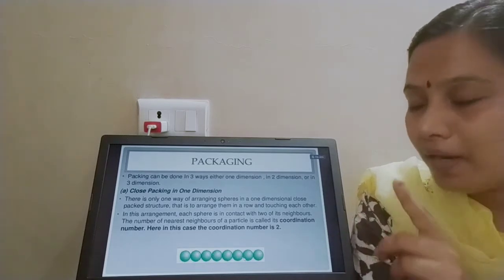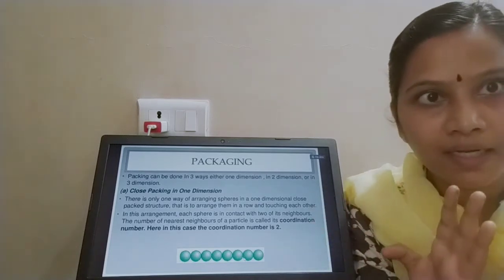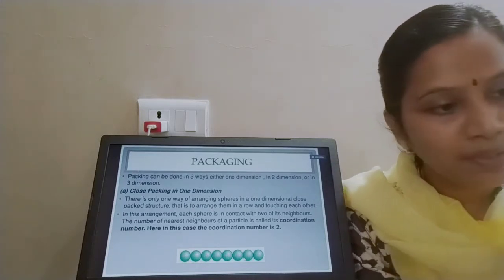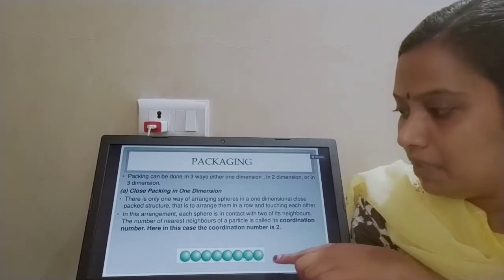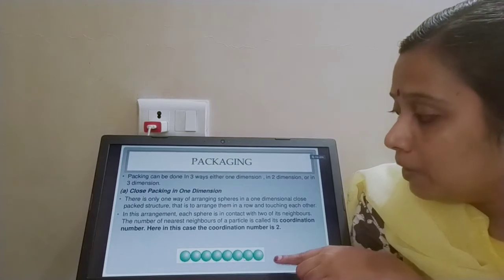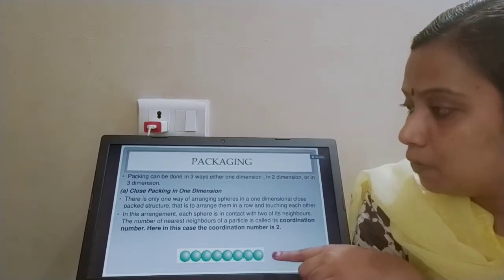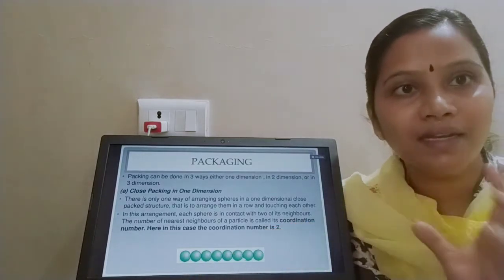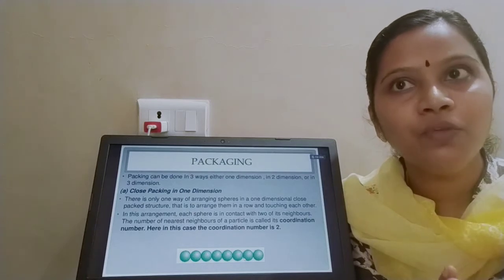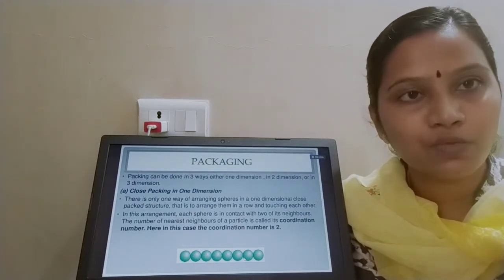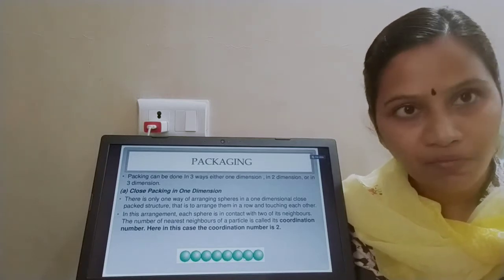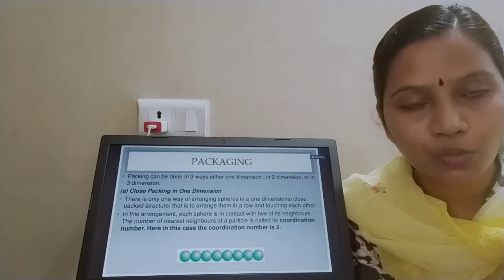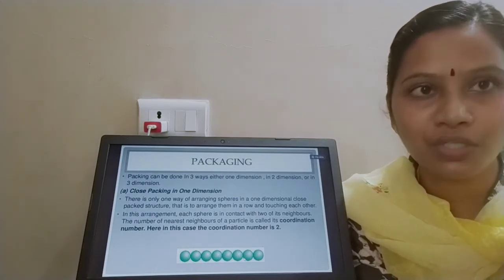There is only one way of arranging spheres in 1 dimension. Correct, no? How will you arrange a sphere? If I give you 6 to 10 balls, the only way to arrange them in 1 dimension is in a straight line. This is the only way to arrange spheres in 1 dimension in a close packed structure. You need to arrange them in a row such that they touch each other. If I give you a square or a triangle, there are various ways to arrange them. But as far as spheres are concerned, there is only one way. You need to pack them in a row, touching each other.